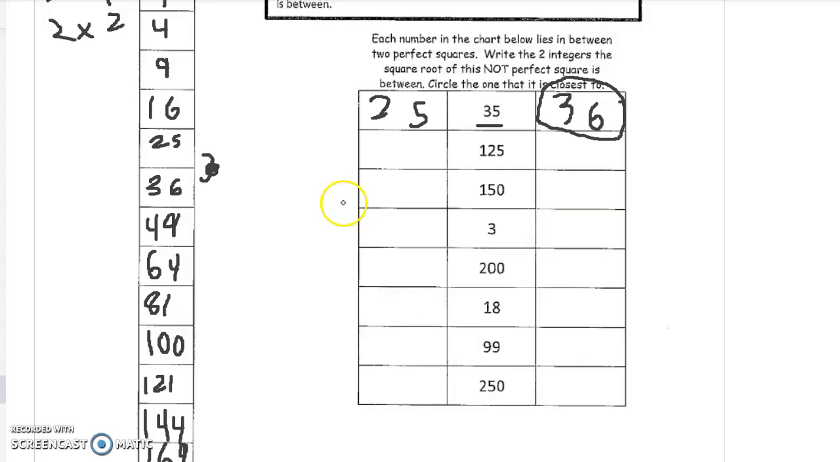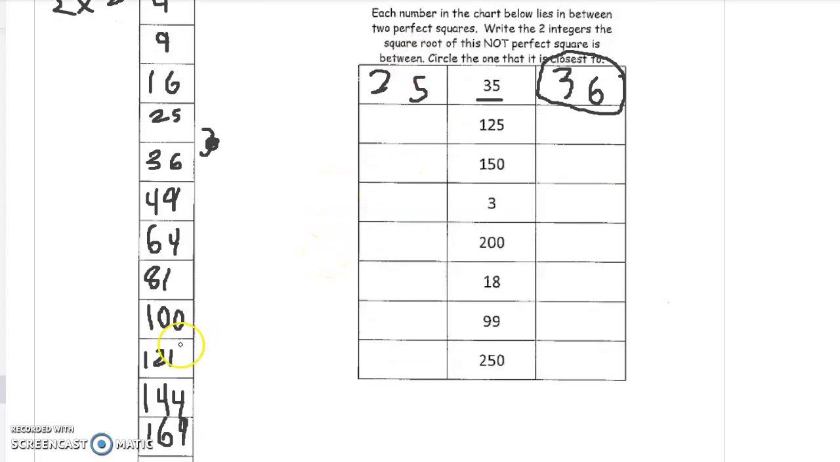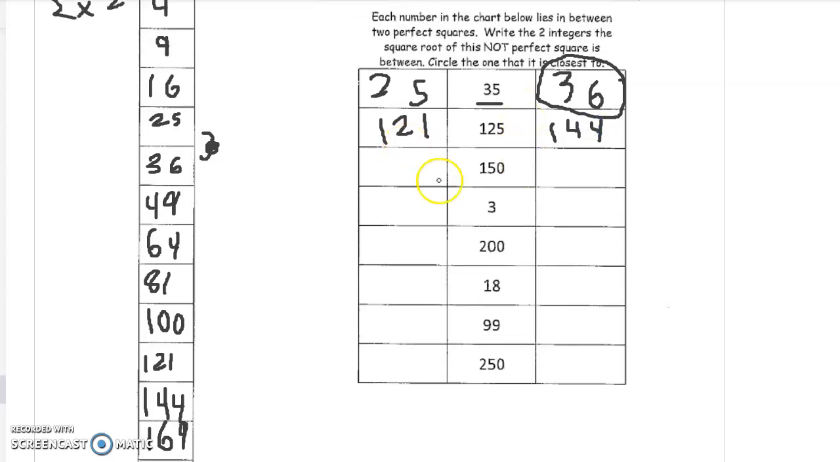Next one up is 125. We need to look at which two perfect squares this is closest to. If we look down here, we've got 121 and 144, and 125 is right in between those. So the two perfect squares are going to be 121 and 144. Then we need to circle which one it's closest to. We can see that 125 is a lot closer to 121 than it is to 144.